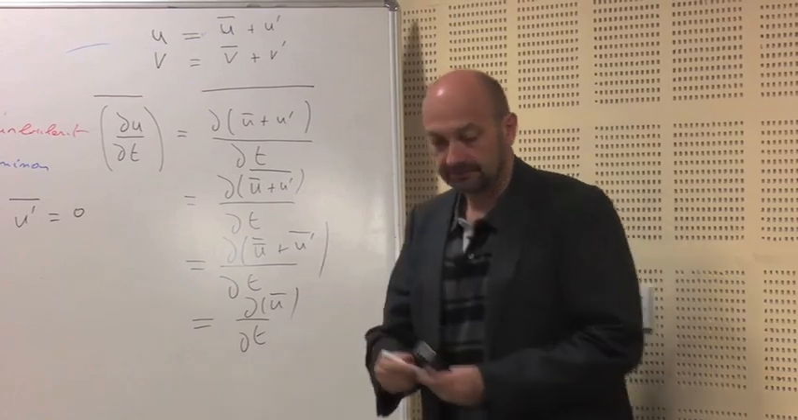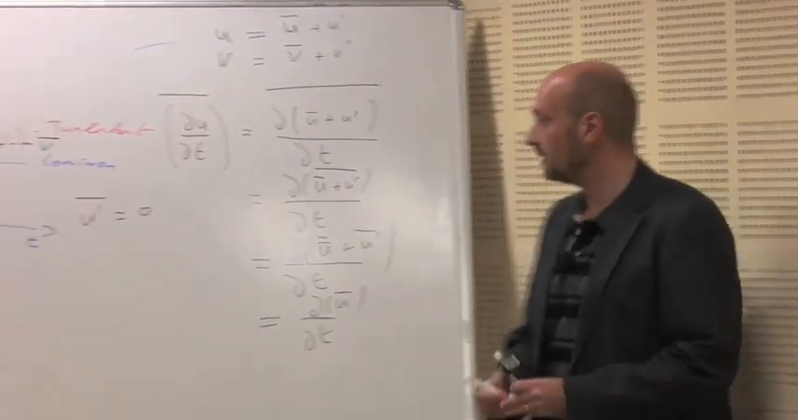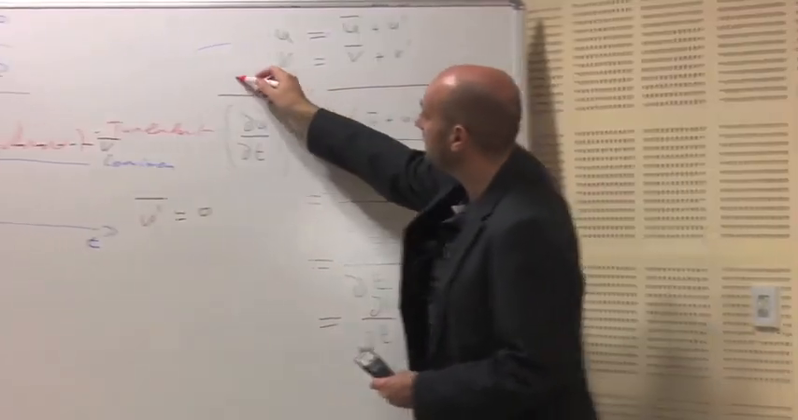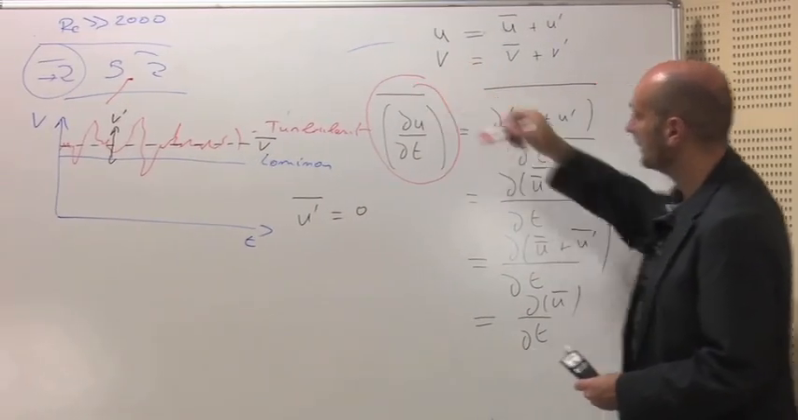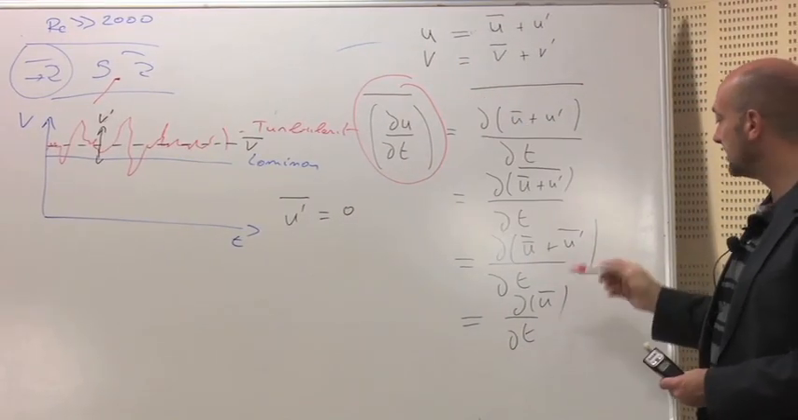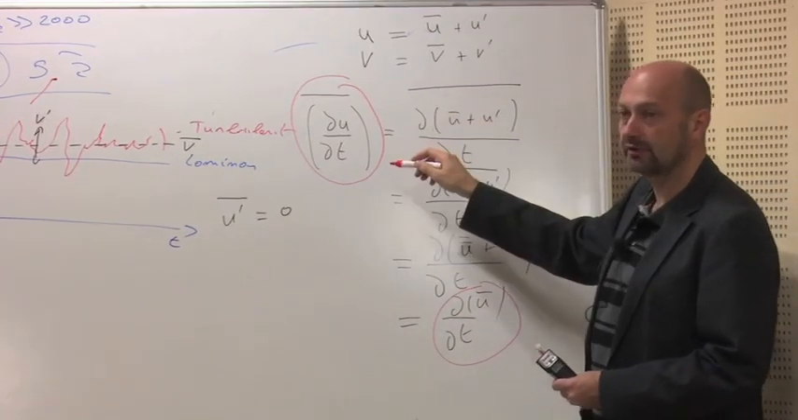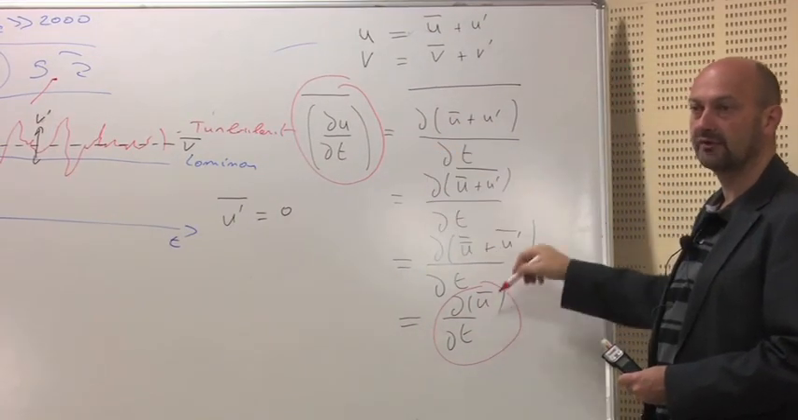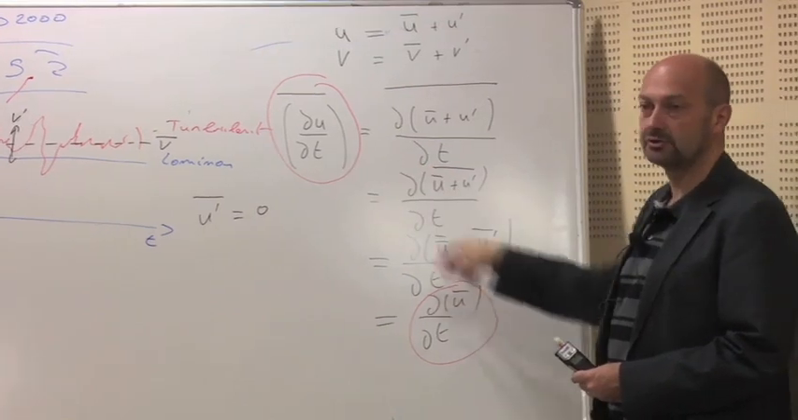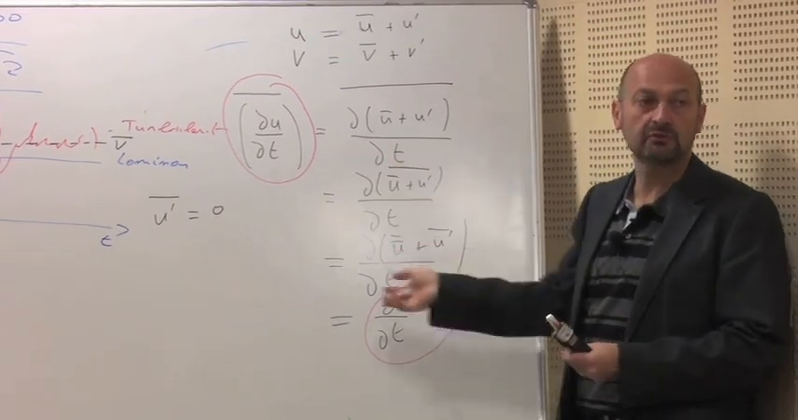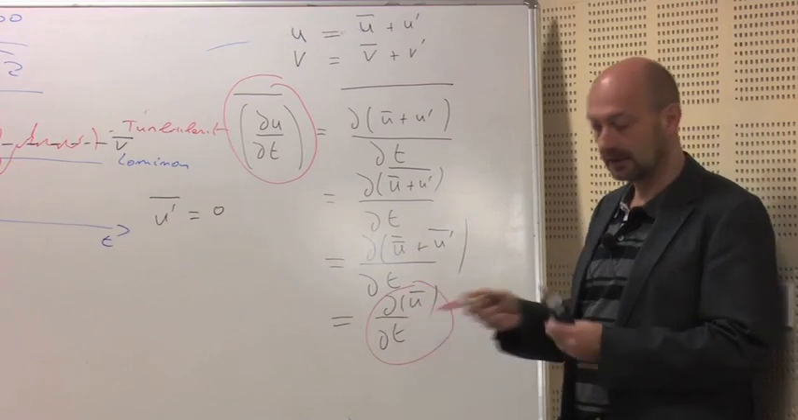So you see that if you take one term of the Navier-Stokes equation, the temporal evolution of the average, so the average of the temporal evolution is the temporal evolution of the average. So you see that there is no problem here. This is the same formulation.